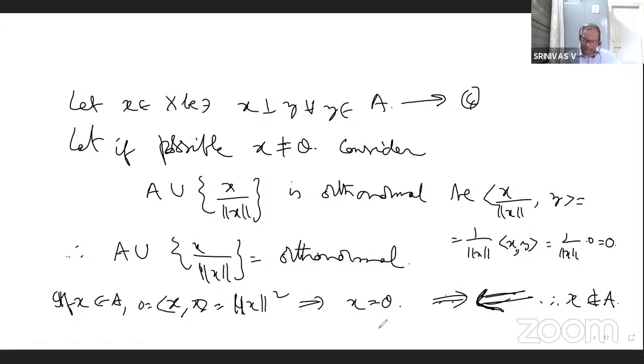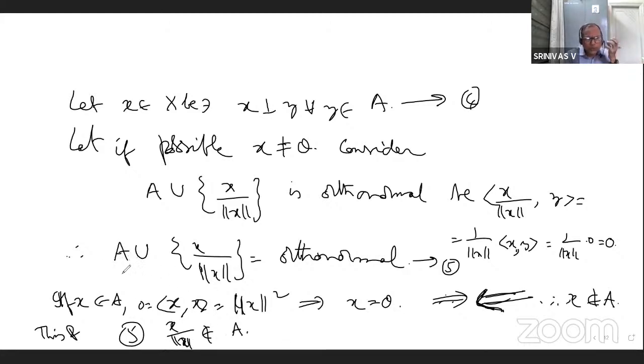So you have x equal to 0. And so this gives, if you give this 5, the 5 implies that x by norm x does not belong to capital A. This property and this give that x by norm x is not in capital A.